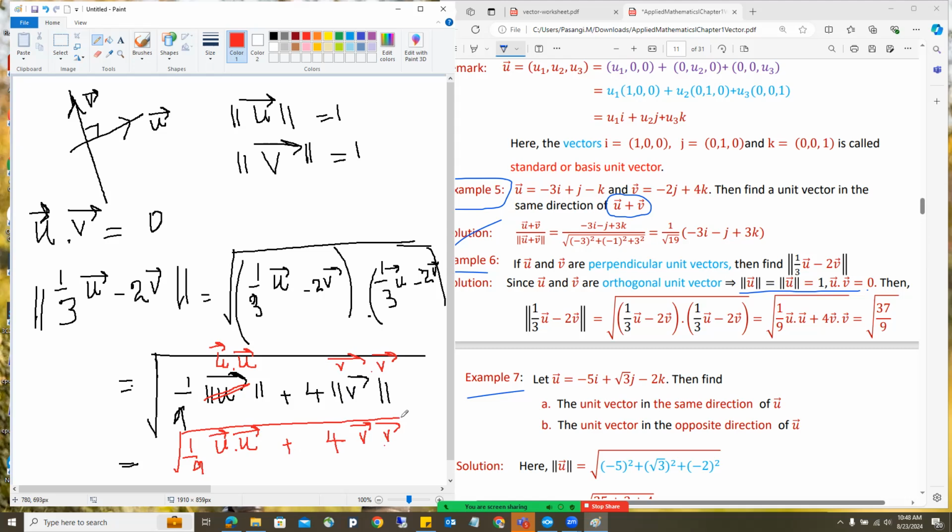So u dot u and v dot v we considered as 1, right? So u dot u is equal to 1 as well as v dot v is also equal to 1. Then here we have 1 over 9 plus 4, complete square root. That's how we get the square root of 37 over 9. Is it clear what I did? If you have any questions, just ask me. That's totally fine.